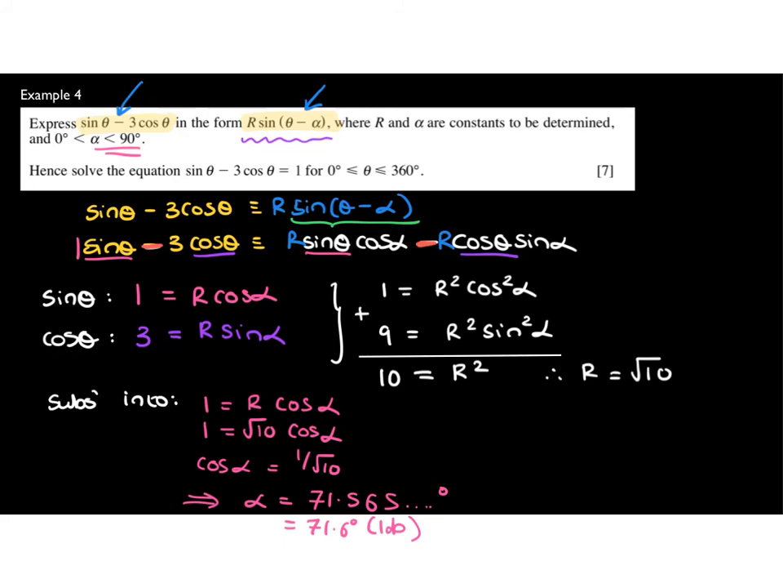Now, we must answer the final question because remember we were asked to express sine theta minus 3 cos theta in this format. So we do need to go back and actually set out the full final answer. So sine theta minus 3 cos theta can be expressed as root 10 sine theta minus 71.6 degrees, and that of course is rounded to 1 decimal place. Now there's a secondary part to this question. We are going to now solve the equation sine theta minus 3 cos theta equals 1.